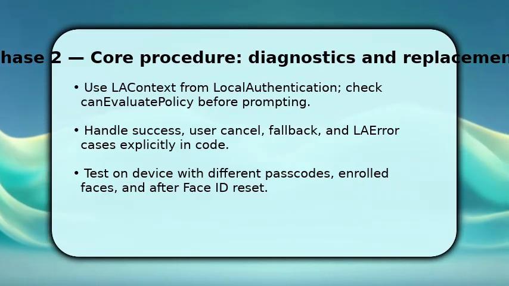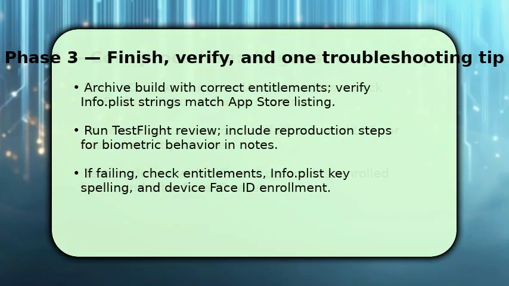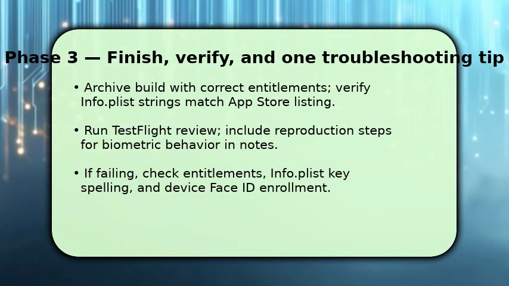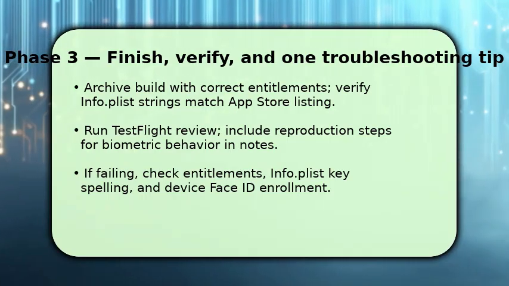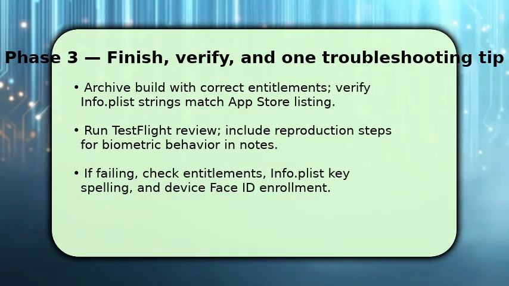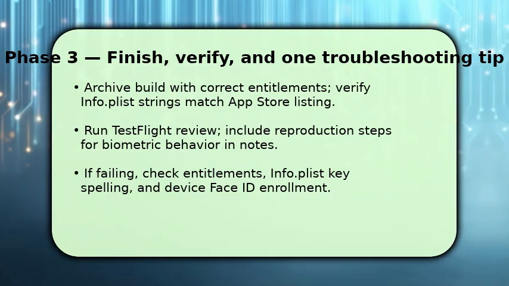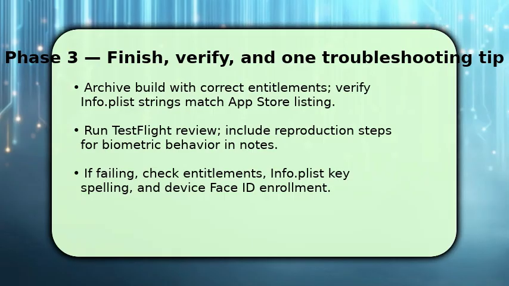You finish by archiving and submitting a build with the correct entitlements and matching Info.plist usage strings. This prevents automated rejects. Once uploaded, use TestFlight and include notes describing how Face ID is used and how reviewers can trigger it.